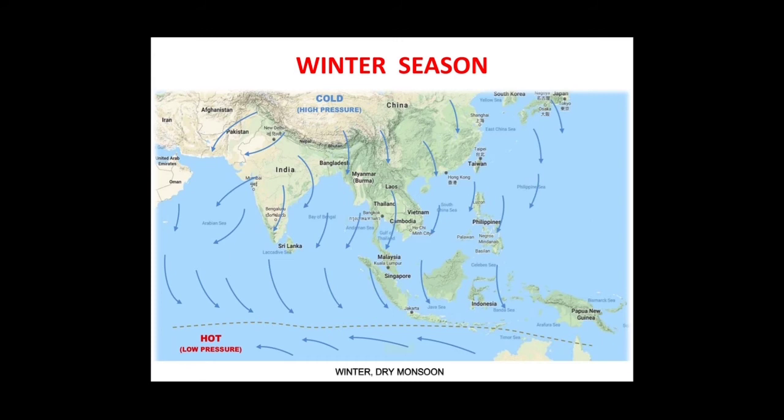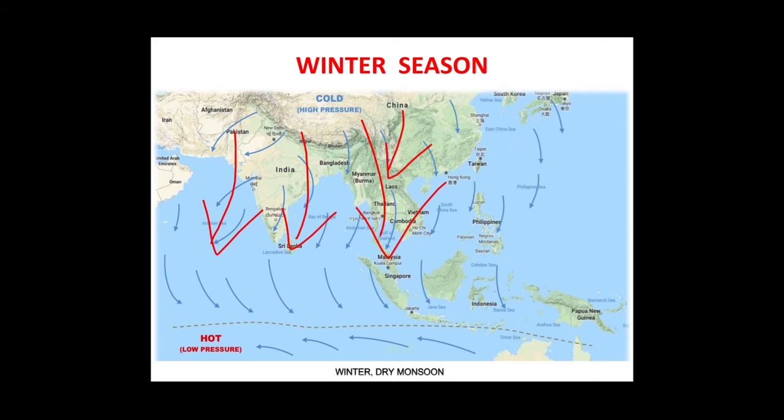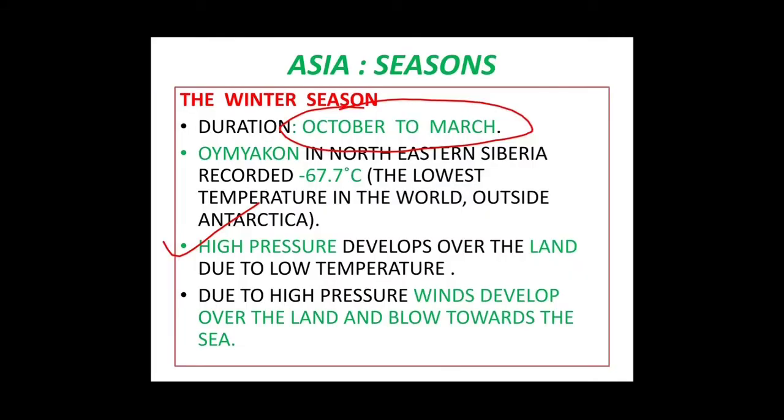Now, see the direction of the wind. Do you find it is just opposite to the direction in summer season? Isn't it, students? So, the wind now is blowing from land to sea. It is blowing from land to sea and it is blowing from northeastern direction. So, it is known as northeast monsoon. So, I hope this map is clear. Let us learn the other facts about the climate.